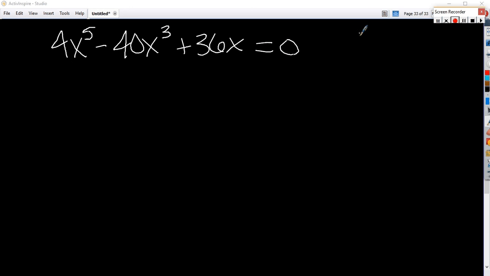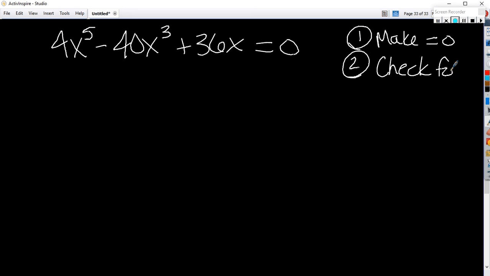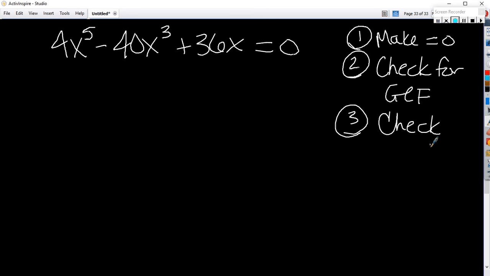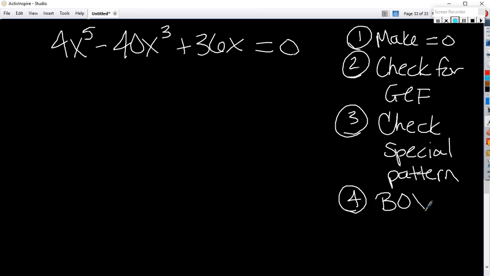Remember our steps. The first thing we want to do is make sure it equals 0. Then we're going to check for GCF. Yes, you're absolutely right. Then we're going to check for a special pattern. Can we put it in the box? And then we're going to solve lastly. I'm just going to write these steps out so we can go through them as we work through this problem.